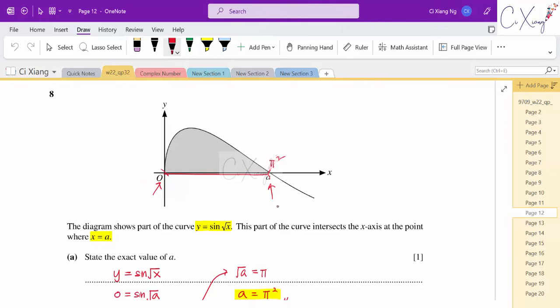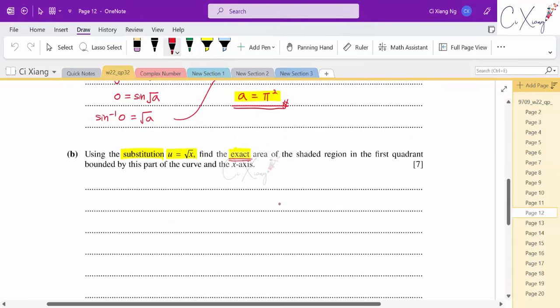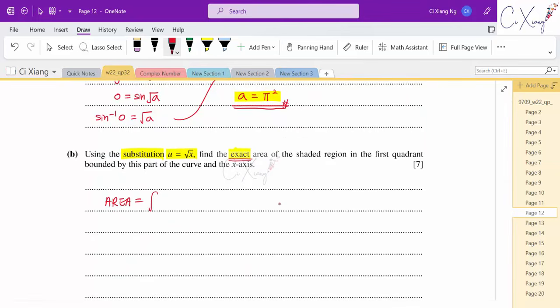And also the curve. So when I set up the equation, the area will be equal to the integral from 0 to pi squared of the function we have here, sine square root x dx. This equation is quite hard for us to integrate. We haven't learned how to integrate this pattern before, but they already give us a very clear hint where u is equal to square root x. So we should start from that.